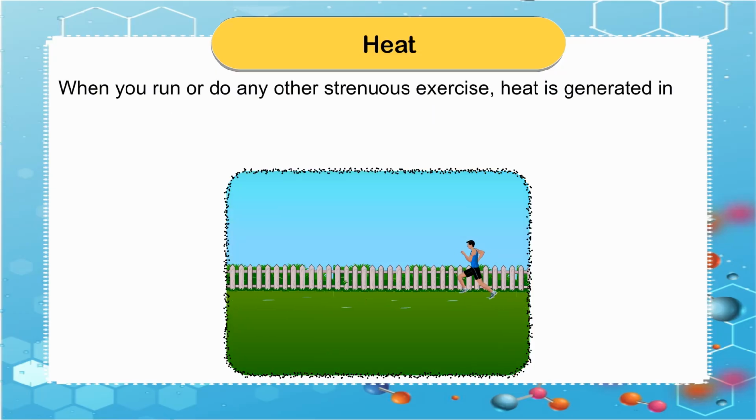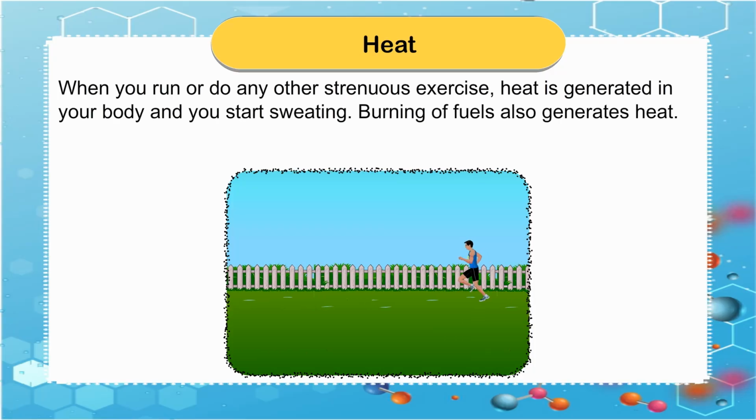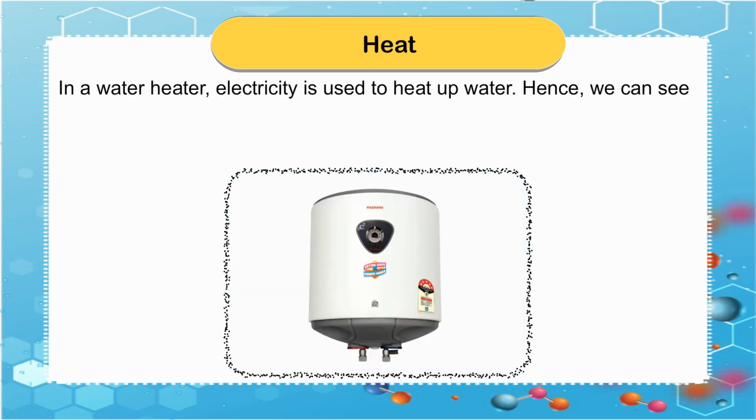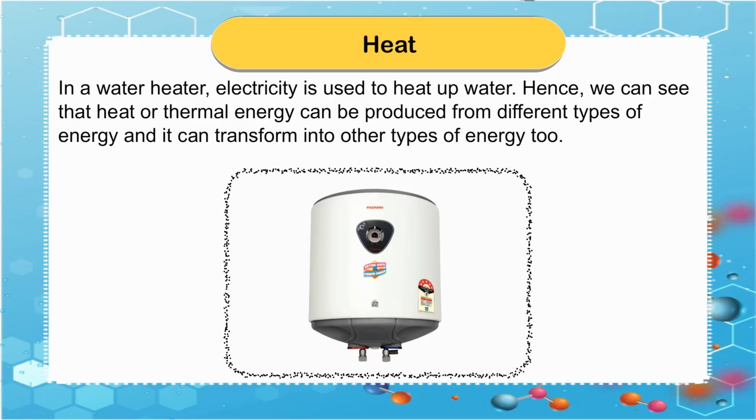When you run or do any other strenuous exercise, heat is generated in your body and you start sweating. Burning of fuels also generates heat. In a water heater, electricity is used to heat up water. Hence, we can see that heat or thermal energy can be produced from different types of energy and it can transform into other types of energy too.